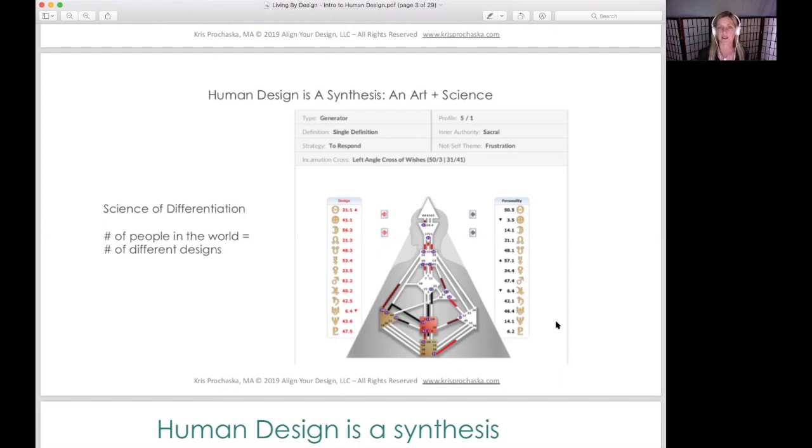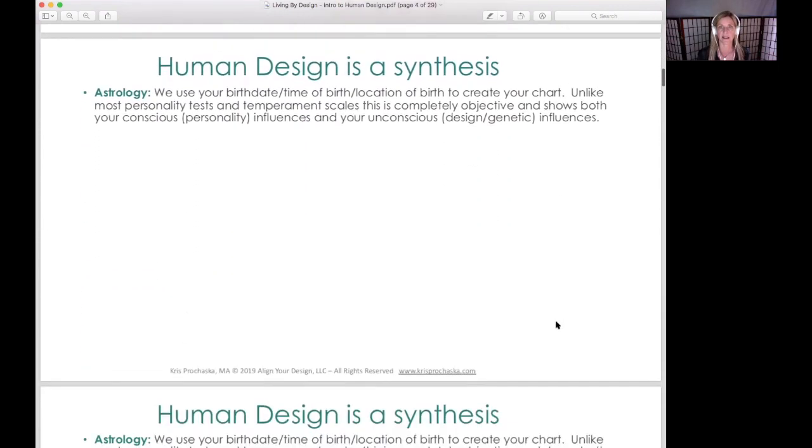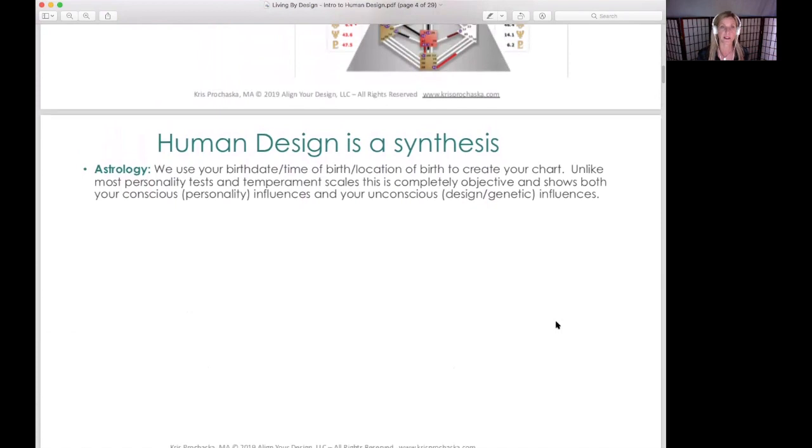All right, so let's start to look at the different components of the design. It's a synthesis of 6 different sciences or esoteric systems, and also scientific systems, if you will. So we have astrology. Now, some of you may right now go, oh God, astrology, I already know my sign. This has nothing to do with your sun sign, okay? I'm a Scorpio. This isn't about being a Scorpio.